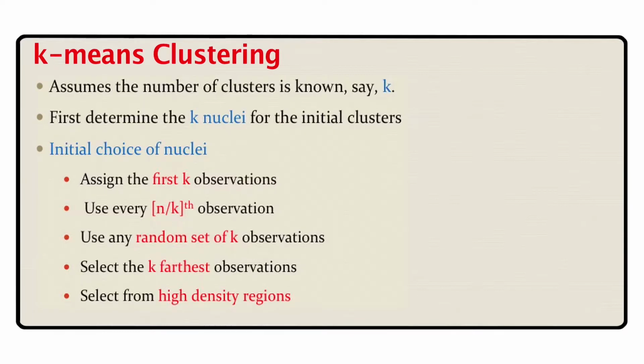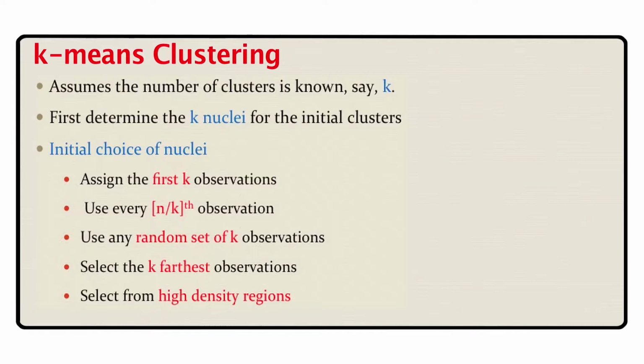Another method is to look at the high density regions. What is meant by the high density regions is when we have a lot of members close together, we call it a high density region. And we select the clusters from among these high density regions so that they can have a large number of clusters very close to them. So any one of these 5 methods is generally used to start with.